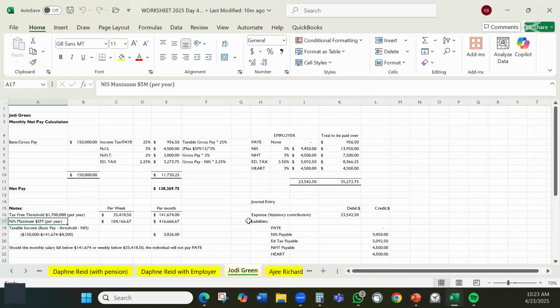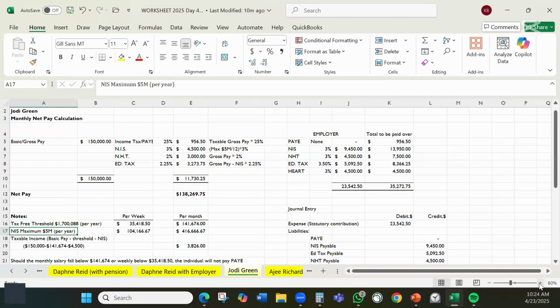And the NIS should just be the 3% of that 150,000. Why? Is that correct? No, you tell me why first. Why? Say again for the instructions, Miss, on how to access this stuff, please.